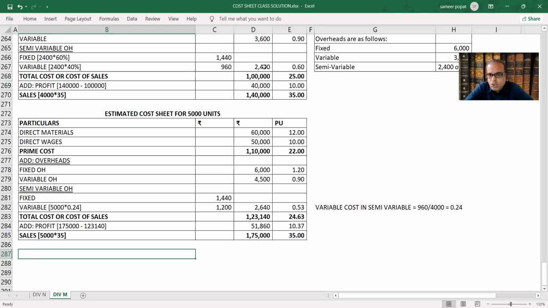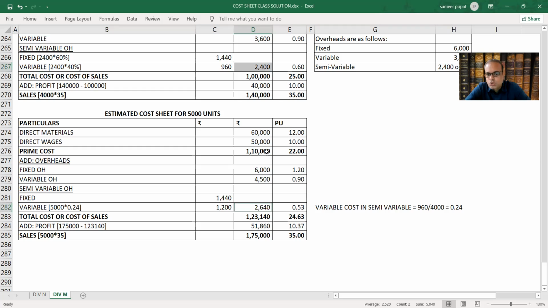So if you compare here 2,400 and 2,640, total amount is not the same. If you compare here per unit 0.6 and 0.53, even here per unit cost is not the same. So that is the nature of total semi-variable cost. But if we take the breakup of semi-variable, we need to apply separately for fixed and variable whatever rule is applicable. Got it? Others, have you understood this?